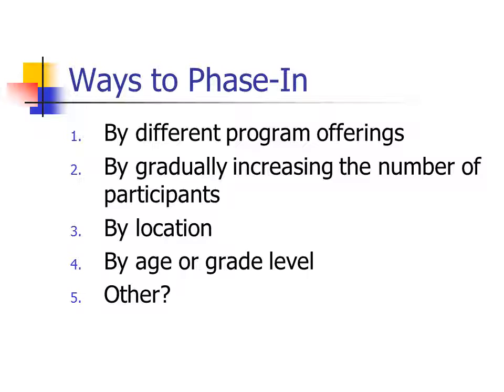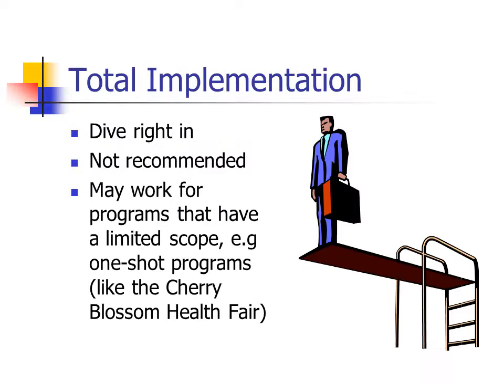Total implementation only works when you have something that's of limited scope and maybe even a one-shot thing. And I can think of a health fair as an example. And there really is no way to phase that in. You just basically have to plan it and you have to do it. It might be a 1 day or a 2 day or even a 1 week kind of a thing. But basically you don't have really much option other than total implementation.